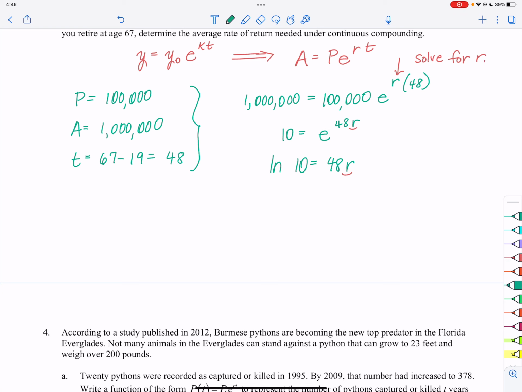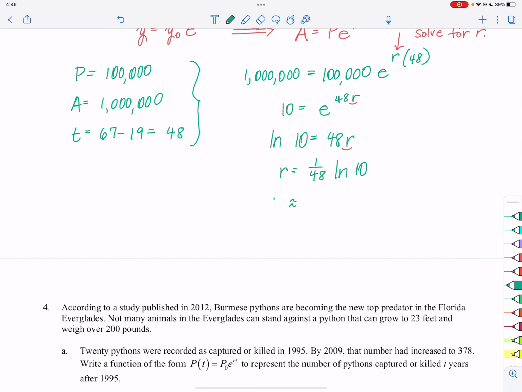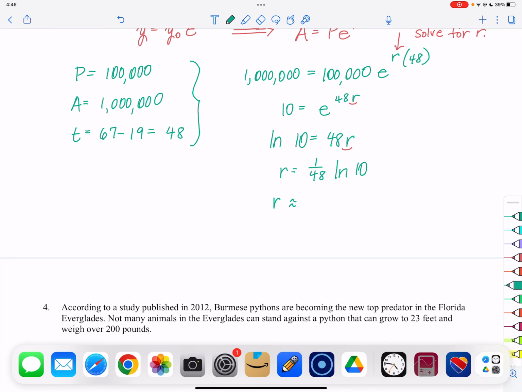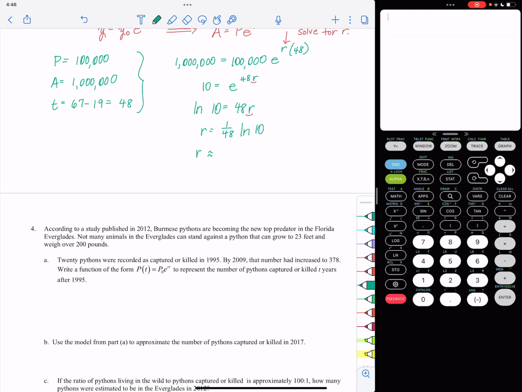And so we would have r equals 1/48 multiplied by the natural log of 10. And if we put that in our calculator, we'll have 1 divided by 48 multiplied by the natural log of 10. And we get 0.0479, so about 0.048, or we could say 4.8%.